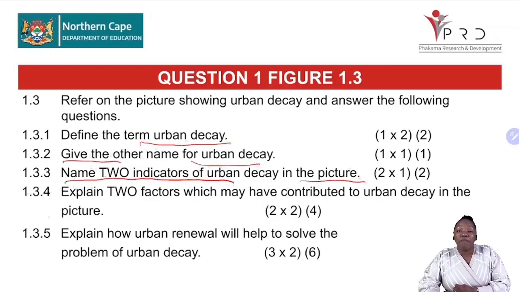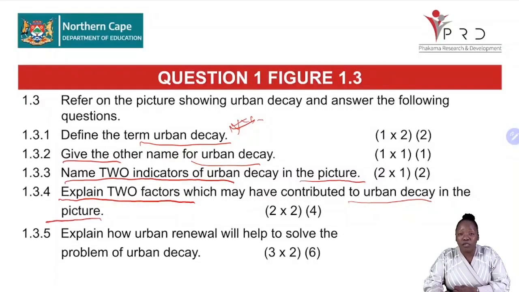Your 1.3.4, you explain 2 factors which may have contributed to the urban decay in the picture. So again, by understanding what urban decay is, you will be able to explain these 2 factors which have contributed to the urban decay in the picture.